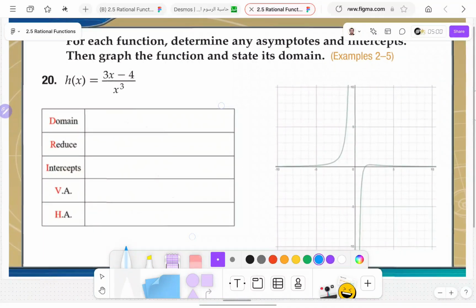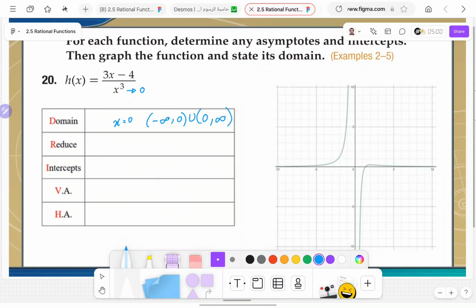Let me zoom in a little bit. So, now let's find the domain. The domain of this one, we take the denominator equal to 0. So, of course, I have x equals 0. Now the domain will be from negative infinity to 0, union from 0 to positive infinity. Okay? Now let's reduce. As we can see, can we simplify the numerator with the denominator?